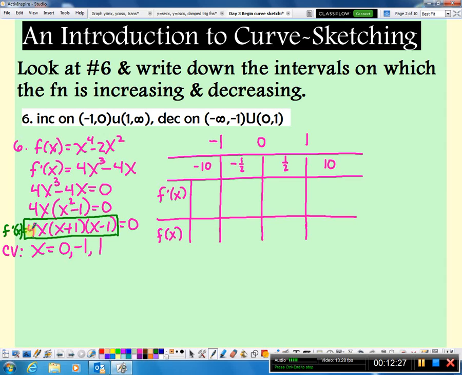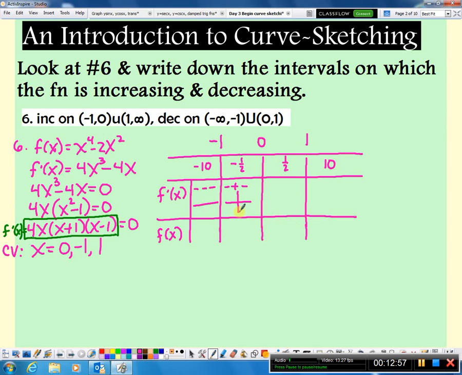So when you plug in negative 10, this 4 times negative 10 would be a negative. Negative 10 plus 1 would be a negative. Negative 10 minus 1 would be negative. 3 negatives will produce a negative answer. Plug in negative 1/2. 4 times negative 1/2 is a negative. Negative 1/2 plus 1 would actually be positive. Negative 1/2 minus 1 would be a negative. 2 negatives make a positive.